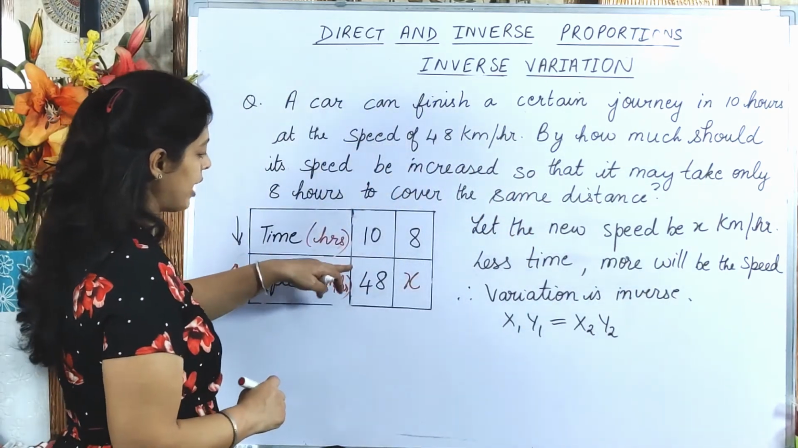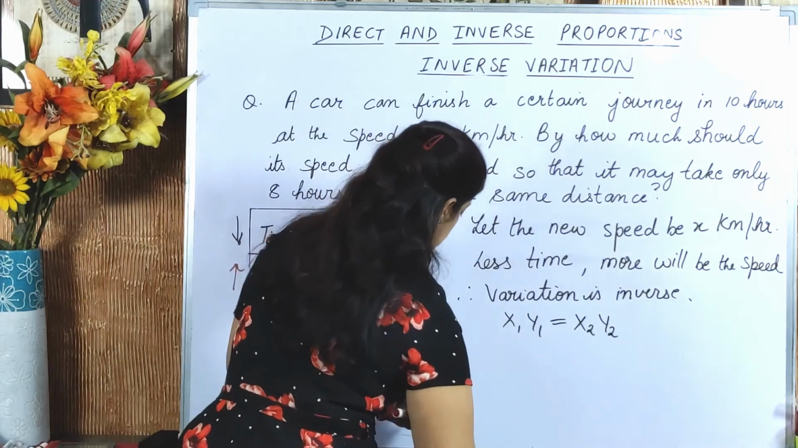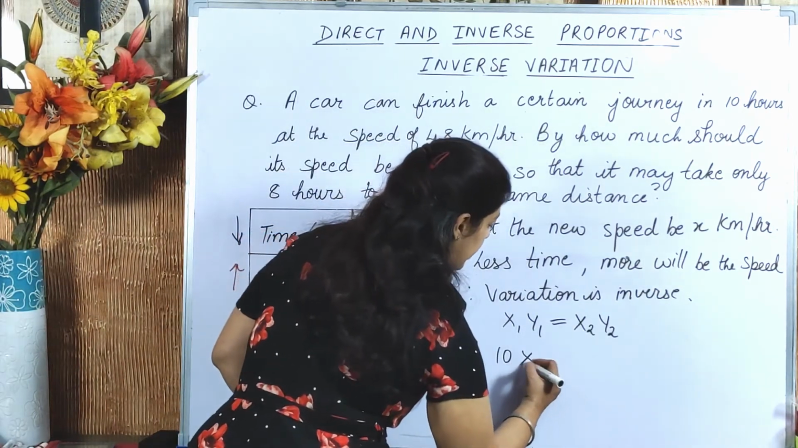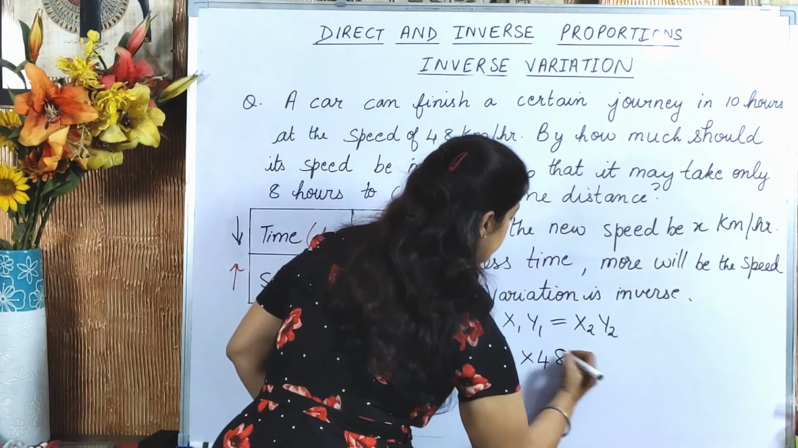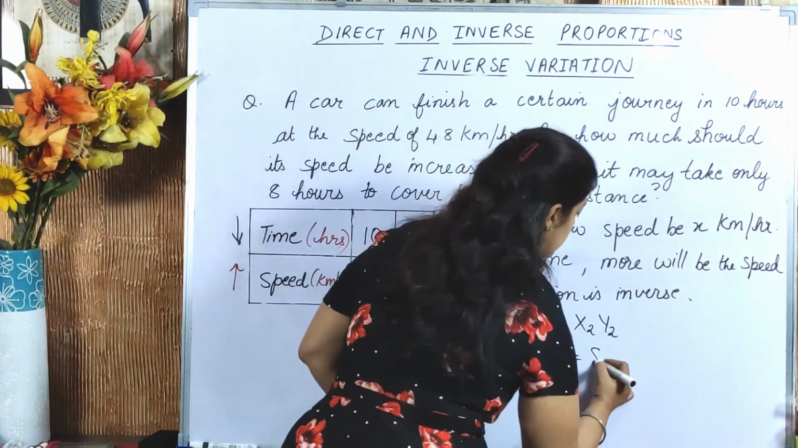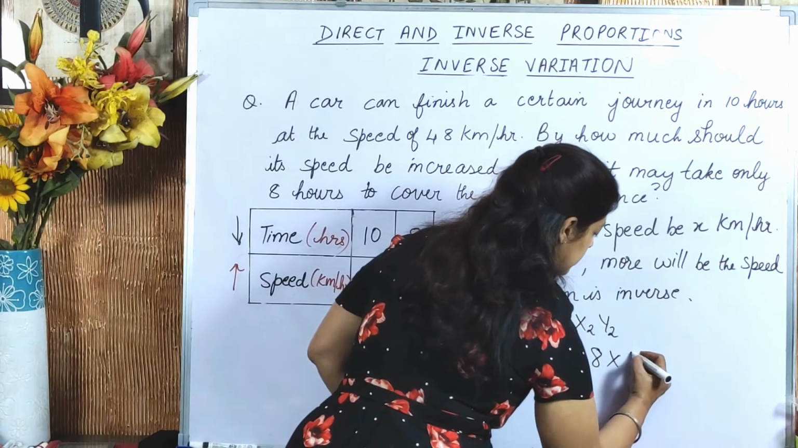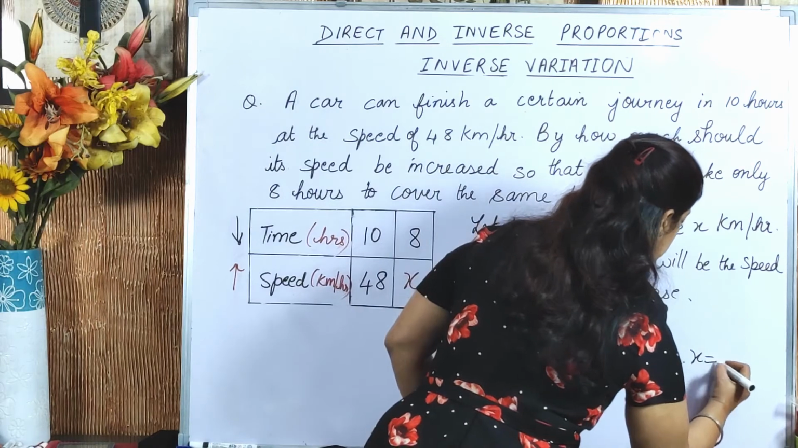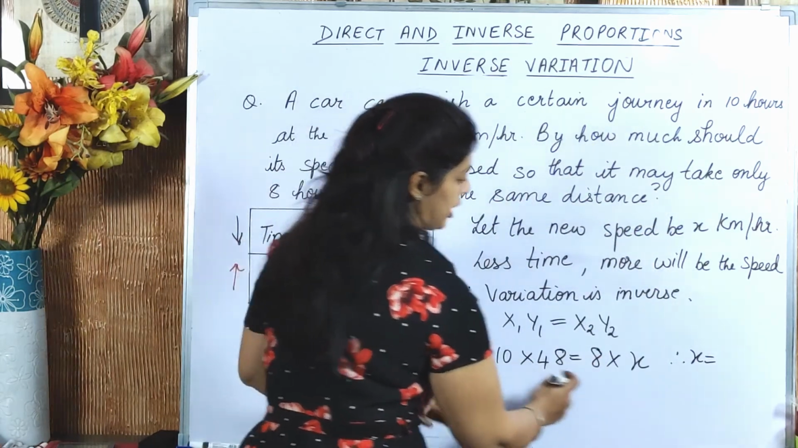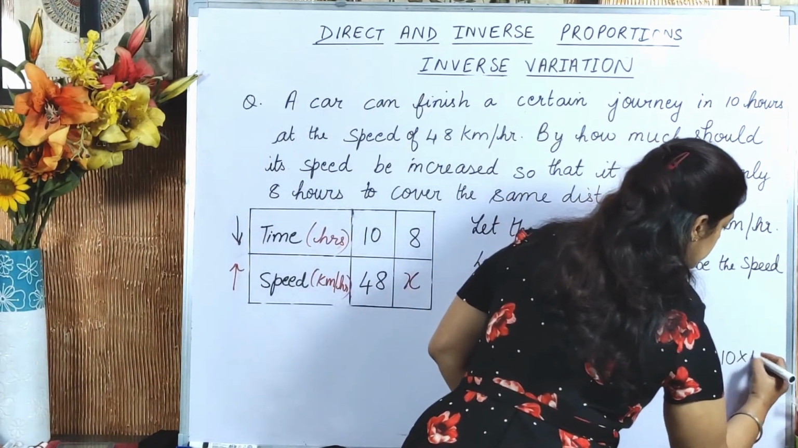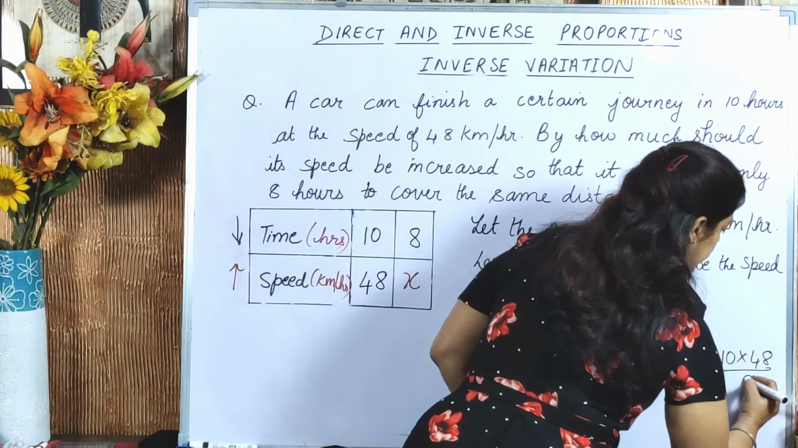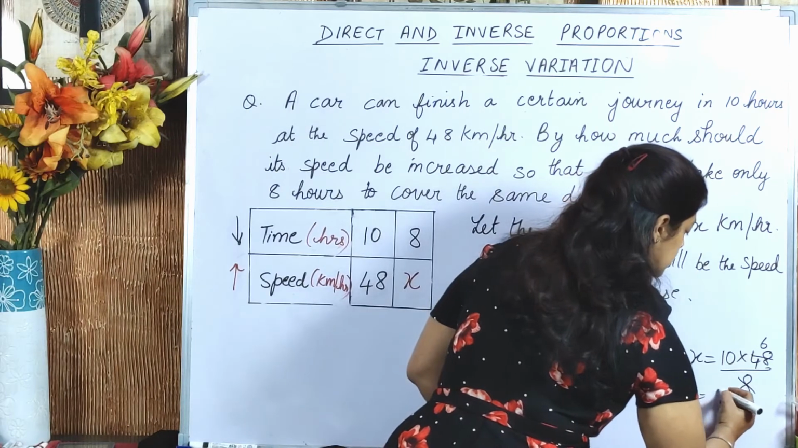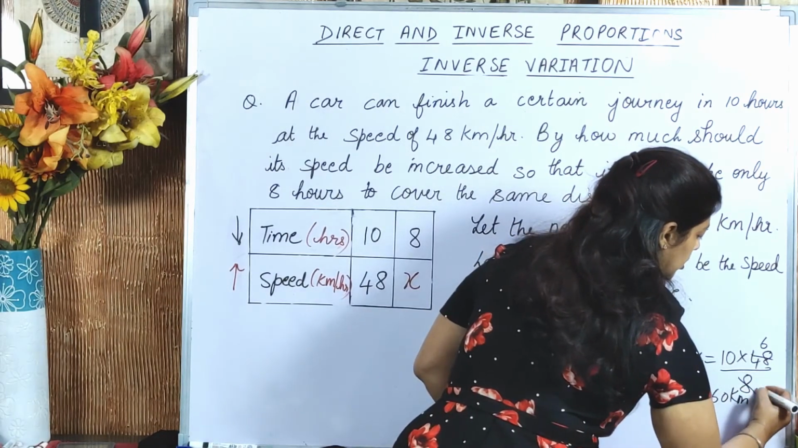Now we substitute the values. What is x1? x1 is 10 and y1 is 48. 10 into 48 is equal to x2 is 8, y2 is x. 8 into x. So therefore the value of x will be, we bring 8 down. 10 into 48 divided by 8. 8 sixes are 48. So x is equal to 60 kilometers per hour.